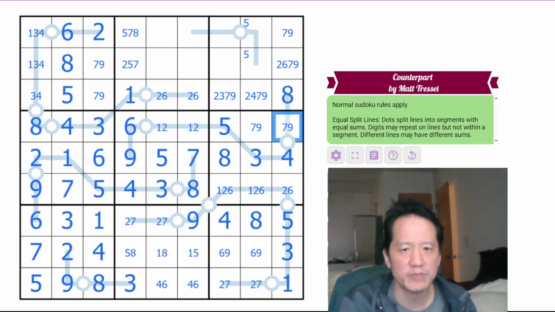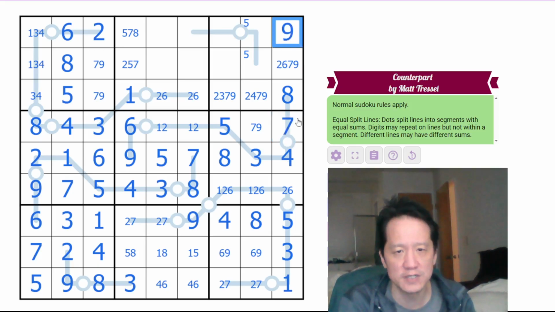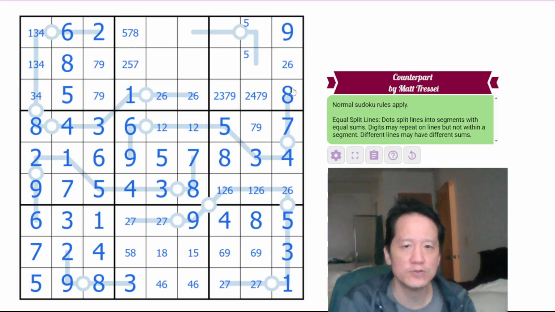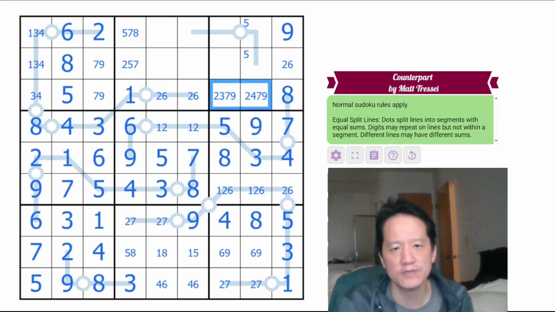This 8 must add up with 7 to add up to 15. So this is 7, which makes this a 9. Therefore, we have a 2 or 6 here. This can't be 7 anymore, so this is 9. None of these can be 9. These can't be 2 either.